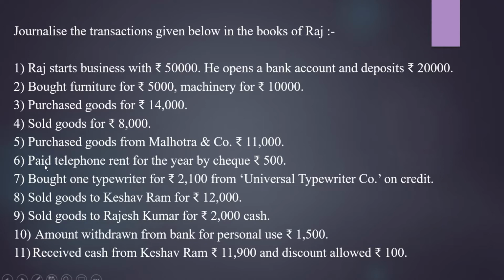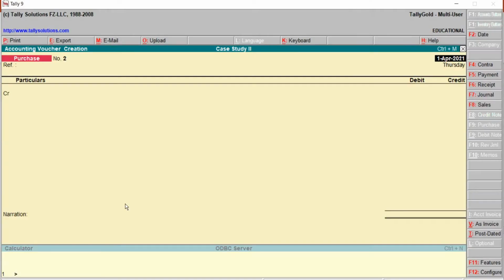The next transaction, pay telephone rent for the year by check rupees 500. This particular recording has to be done in payment voucher. In this case, debit will be telephone rent account and credit will be the bank account. Let's see this particular recording. Payment voucher, and the shortcut key is function key F5. Just click on this one.